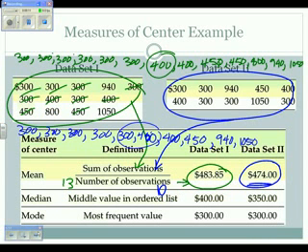1, 2, 3, 4. This is the 5th. This is the 6th. And then we have 1, 2, 3, 4. So we have 4 data values on this side, 4 data values on this side. These 2 are our center data values, so we average them. So 300 plus 400 divided by 2, and that's going to give me 350, which is our median here. And note how 400 was our median for the other data set.